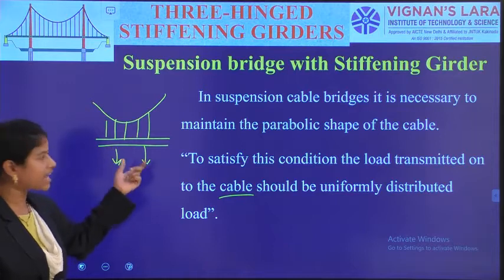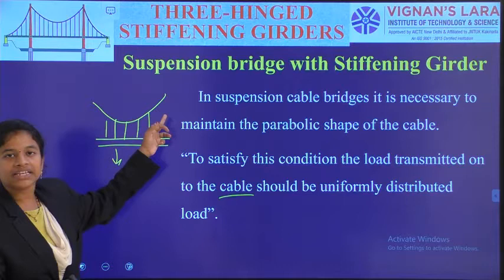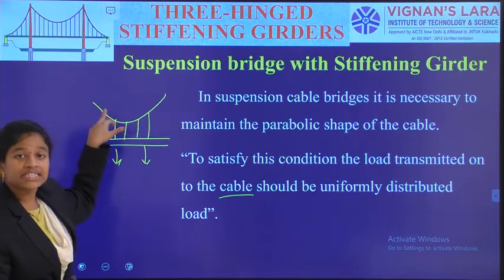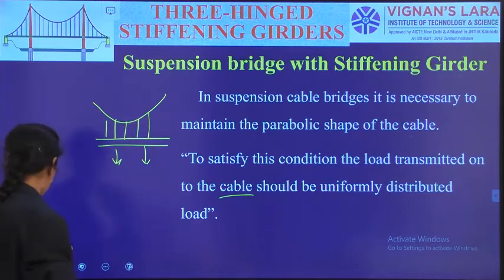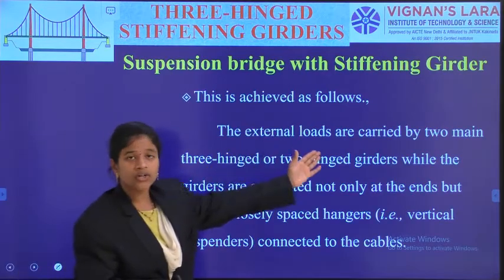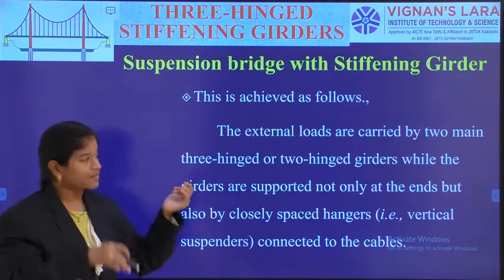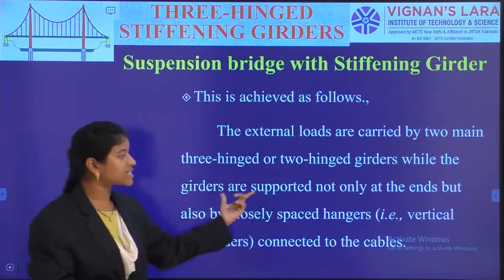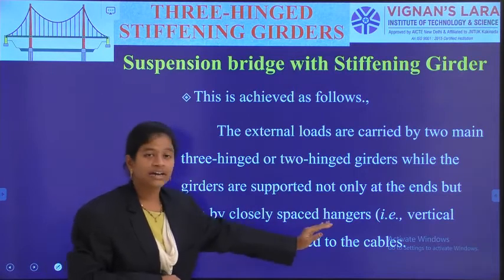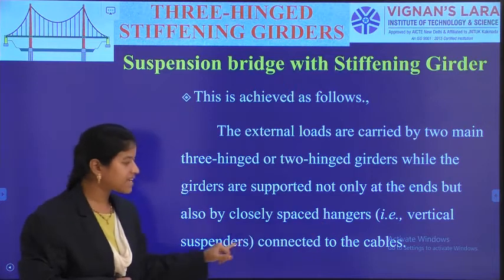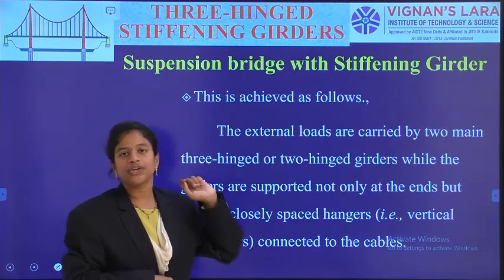The stiffening girders are converting these point loads into the UDL, and this UDL is being transferred to the closely spaced vertical suspenders. So the external loads are carried by the main 3-hinge or 2-hinge girders. The girders are supported not only at the ends but also through the vertical suspenders or the very closely spaced hangers. These are connected to the cable and the loads will be transferred as the UDLs.